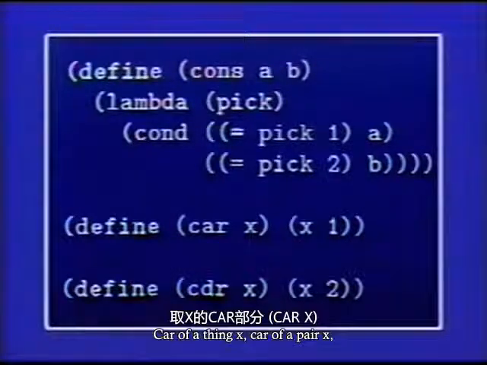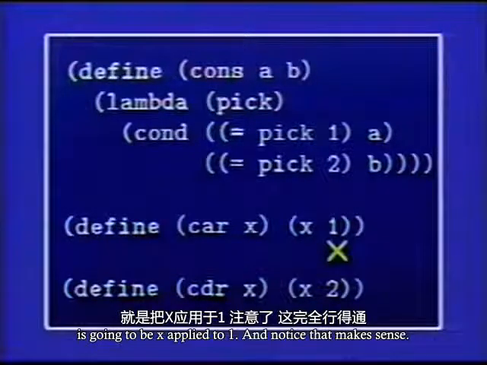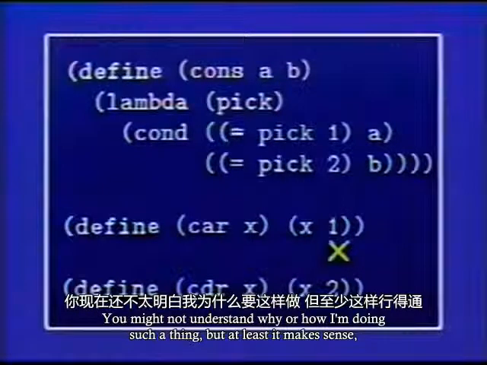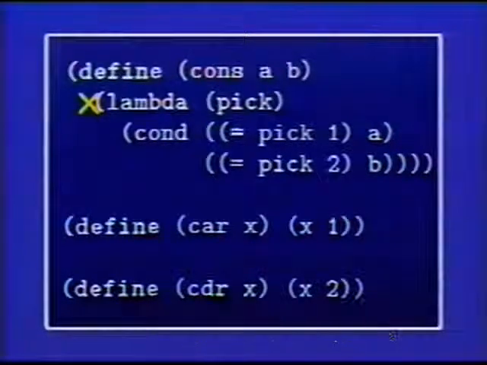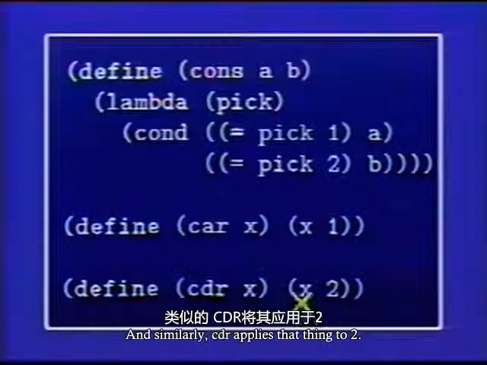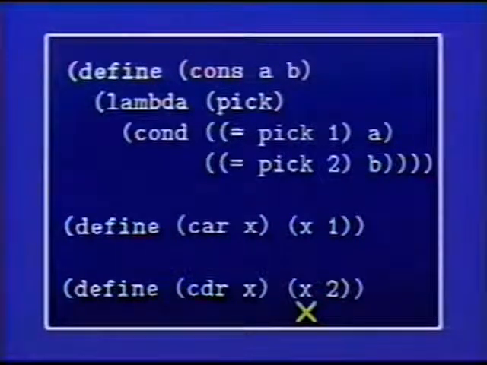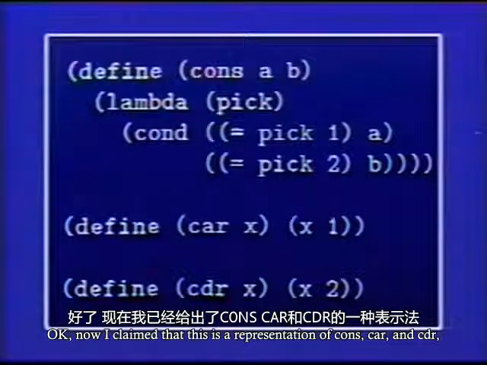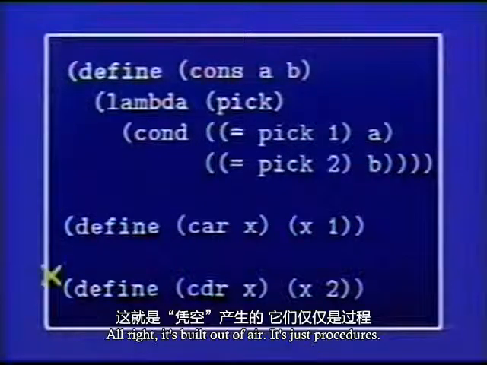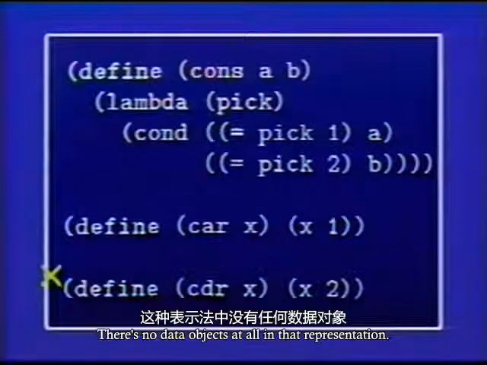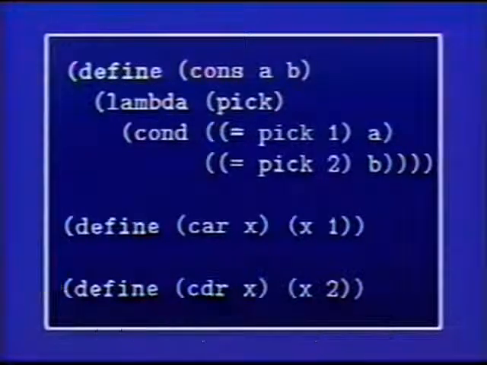Car of a pair x is going to be x applied to 1. And notice that makes sense. You may not understand why or how I'm doing such a thing, but at least it makes sense because the thing constructed by cons is a procedure, and car applies that to 1. And similarly, cdr applies that thing to 2. Now I claim that this is a representation of cons, car, and cdr, and notice there's no data in it. It's built out of air. It's just procedures. There's no data objects at all in that representation.